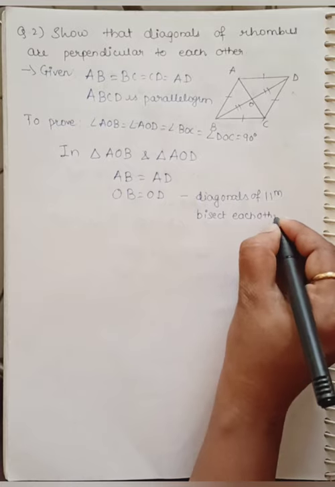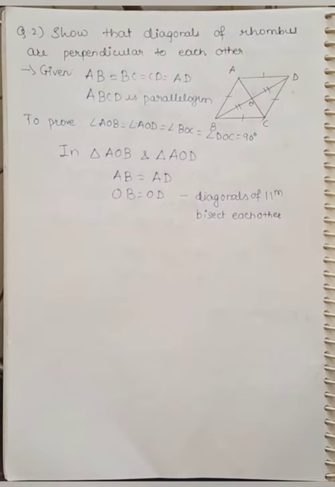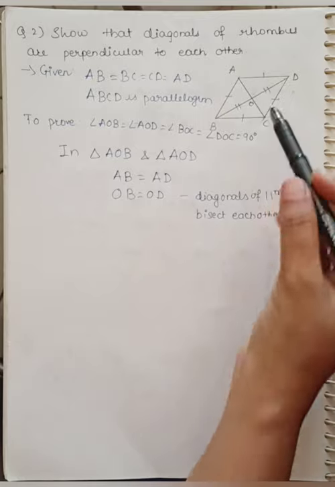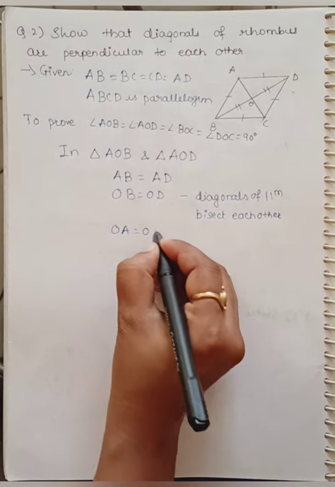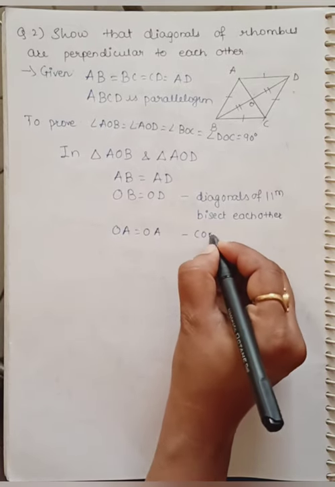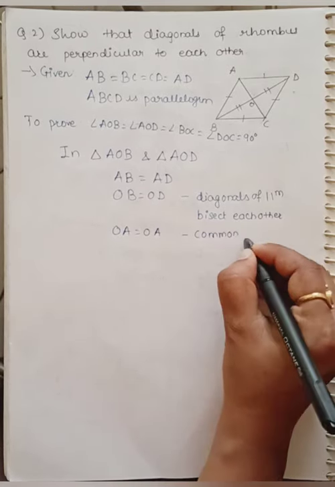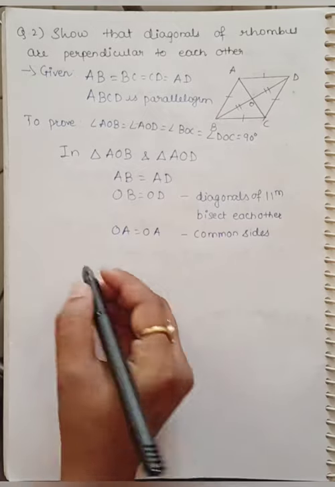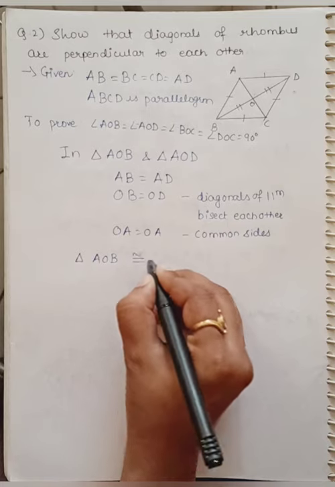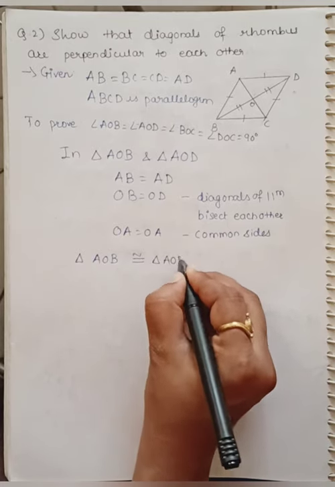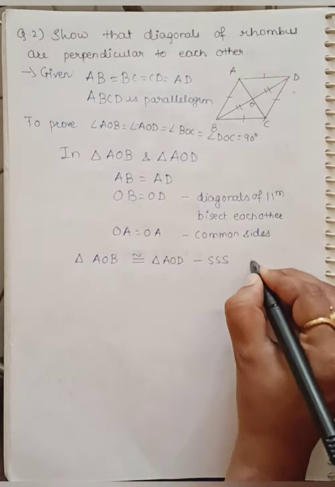Okay. Further, two sides we have shown as equal. Either we have to show one angle or one side. Can I show OA equal to OA? Yes, because that is a common side. So as you can see in the two triangles, all the three sides are equal. Hence, I can write triangle AOB is congruent to triangle AOD by SSS congruency.